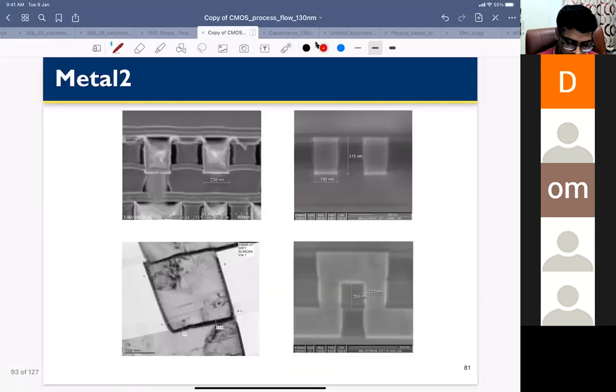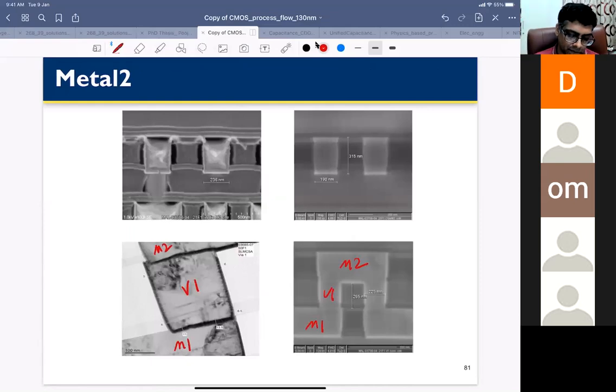And if you see a cross section here, this is your metal one. You have metal one, this is via one, and you will go to metal two. In this picture also, this is metal one, this is via one, and this is metal two. So this is how you go from one metal to a different metal in the circuits also.